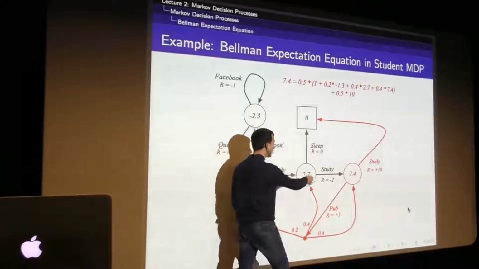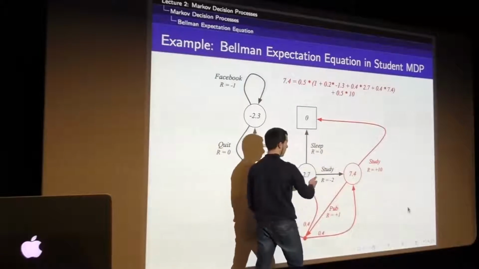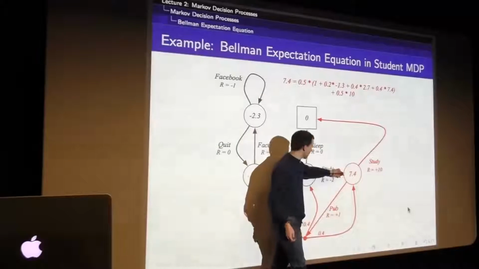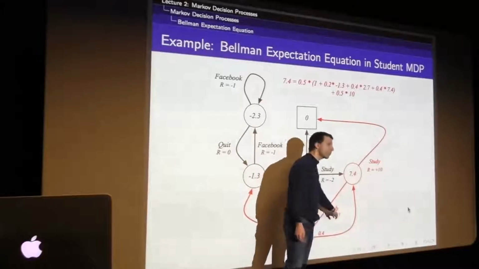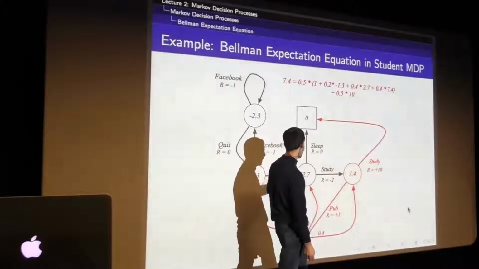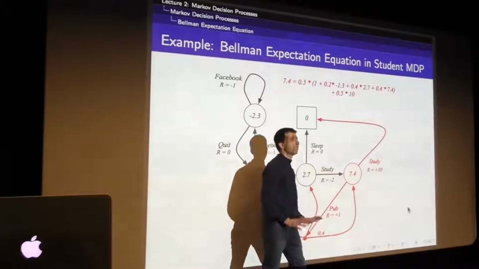Right. So you can think of this as basically telling you the dynamics. So if you take this pub action, you're basically going to be teleported to here, here, or here. You'll get a +1 reward along the way, and the probability of ending up here, here, or here is given by these numbers. That's what it means.